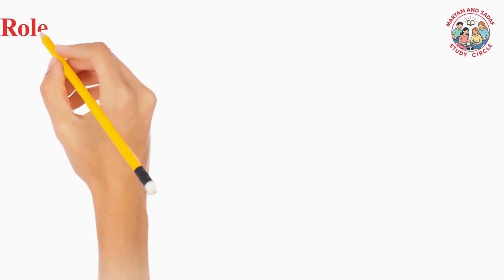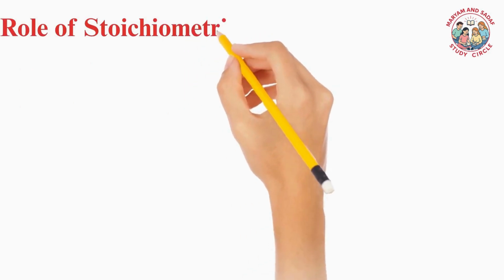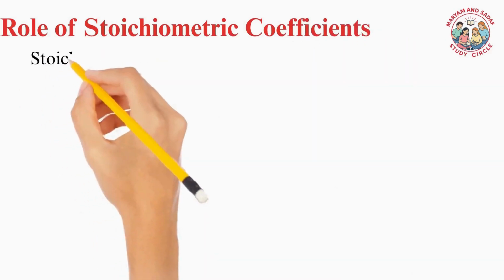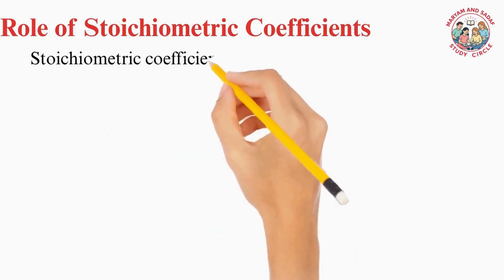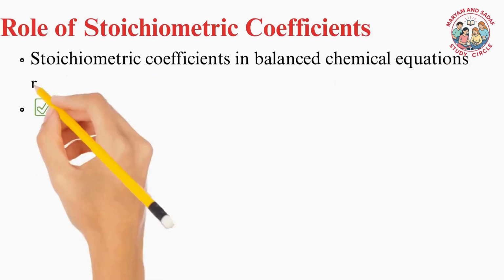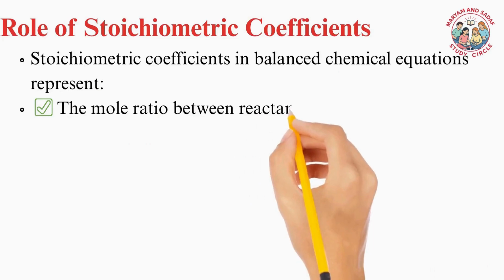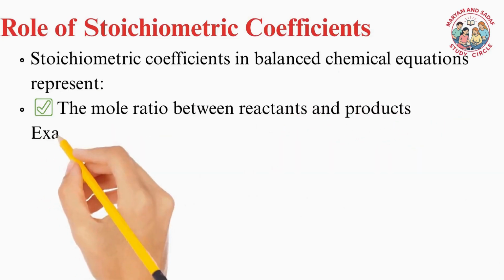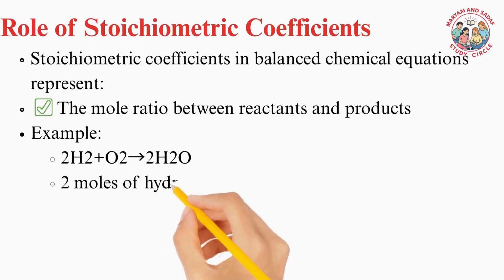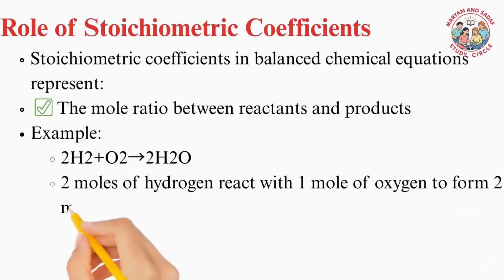Role of stoichiometric coefficients. Stoichiometric coefficients in balanced chemical equations represent the mole ratio between reactants and products. Example: 2 moles of hydrogen react with 1 mole of oxygen to form 2 moles of water.